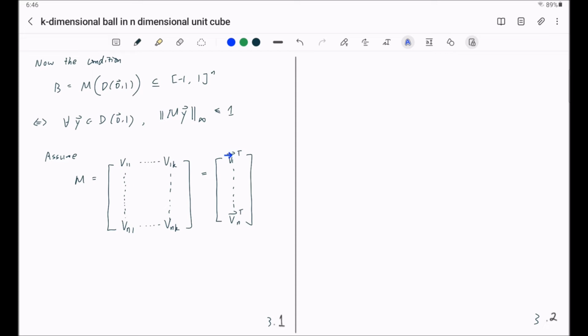Here, V1 is this vector with components V11 through V1k, and Vn is a vector whose components are Vn1 through Vnk. Because I usually use column vectors, I use the transpose here to mean that they are now row vectors. Or in other words, we can write M transpose as the matrix whose column vectors are V1 through Vn.